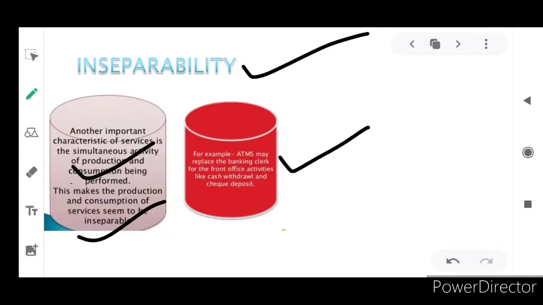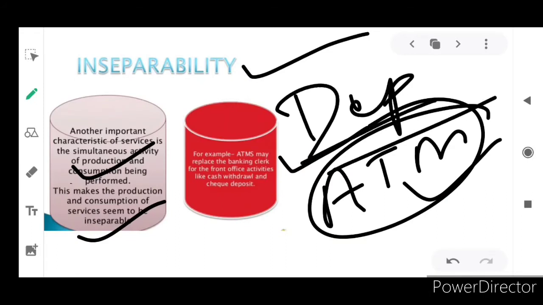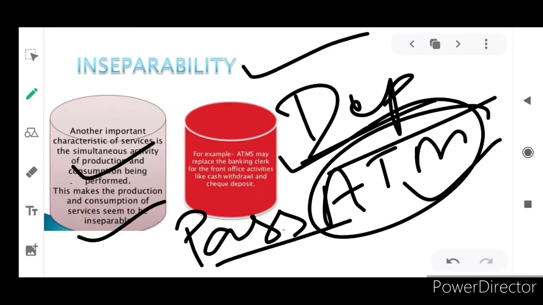Isn't it? But nowadays, one machine called ATM is replacing the clerk's activity. Even withdrawal machines are there, that is called the ATM machine, and a deposit machine is also there. We can deposit money nowadays, and a passbook printing machine is also there, so we can print the passbook. Even nowadays, a check scrutinizing machine is available. If you write and give the check, it is scrutinized, then it gives money to you.